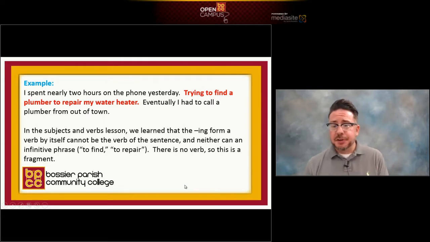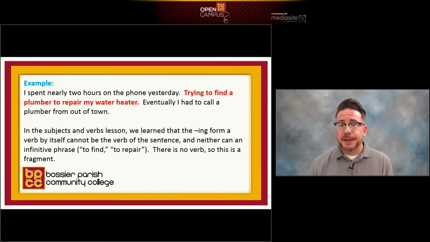I spent nearly 2 hours on the phone yesterday trying to find a plumber to repair my water heater. Eventually, I had to call a plumber from out of town. Do you see the fragment here? Well, our clue is that ing form of the verb, trying.